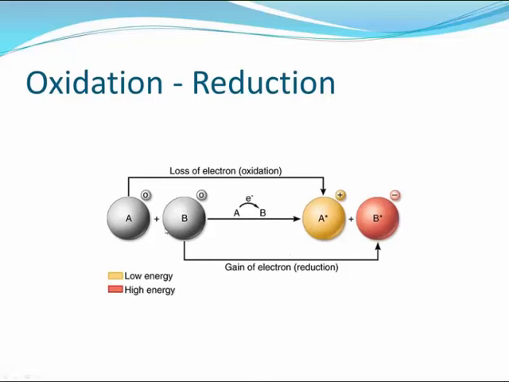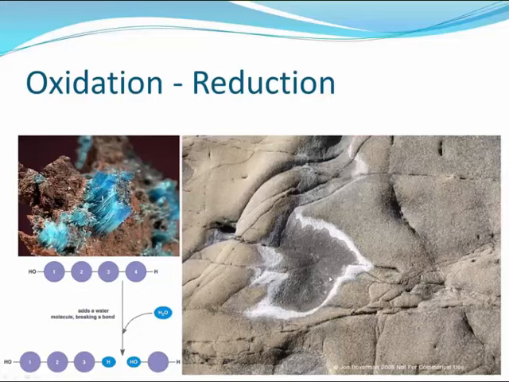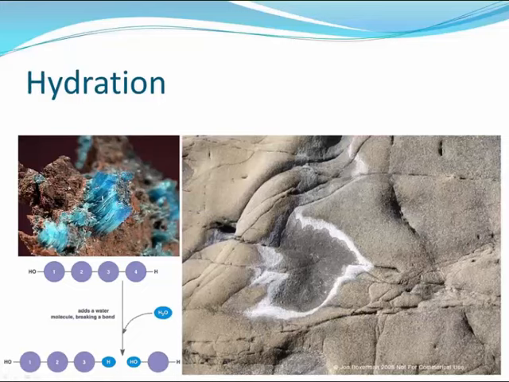If both of these are solids and this one becomes oxidized, it will again be solid. It will be a crystal. If this one's a solid and it becomes reduced, it will become soluble, and then it can be leached, and the leaching is what causes the weathering.